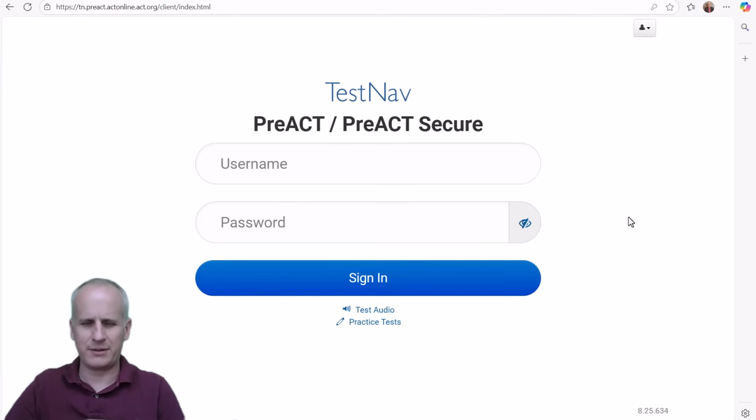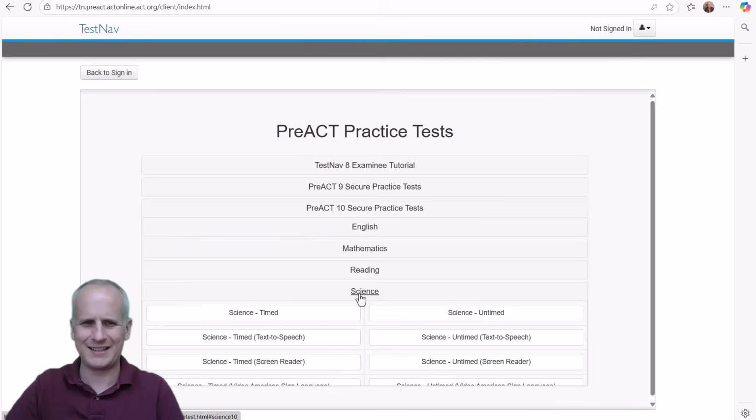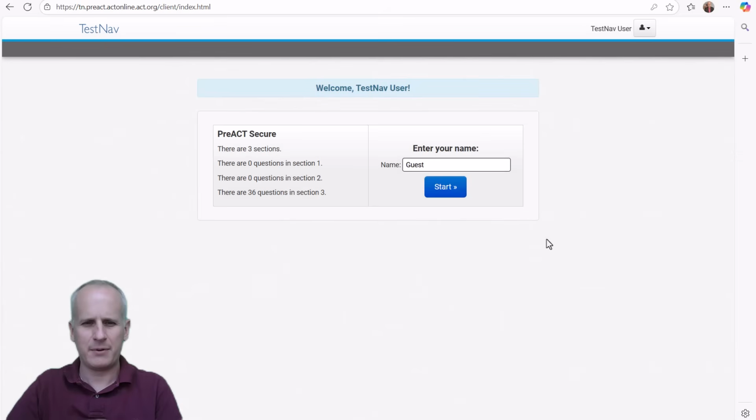This login page is a little bit intimidating, but you don't have to sign in. You're going to go straight to practice tests. And once you're here, you can click on Pre-ACT 10 Secure Practice Test. For this video, we're going to be looking at the science section. And there are some options that you can select if you have specific accommodations, but here we're just going to click on the science timed button there.